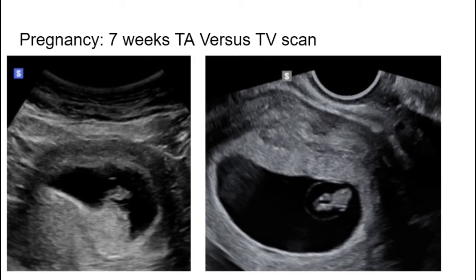And you can see that you just get a lot more detail on the transvaginal scan, so there's less tissue that you're scanning through, less time for the sound waves to be redirected, so you get a more detailed analysis of these small internal structures. You can even see the amnion developing around the fetus there.